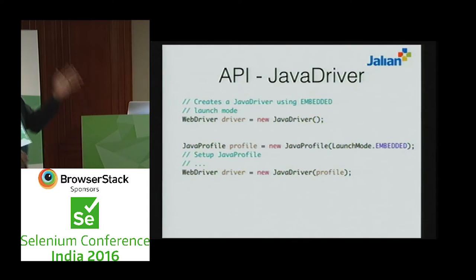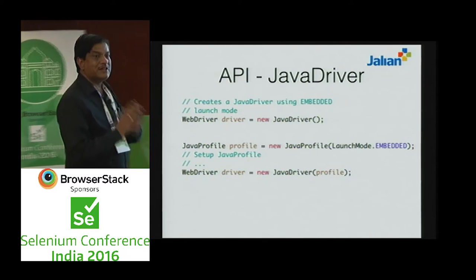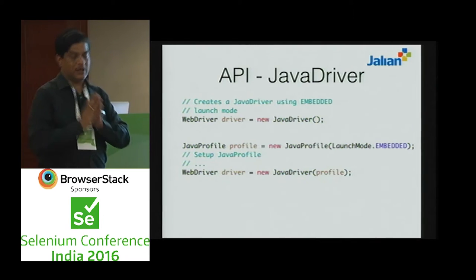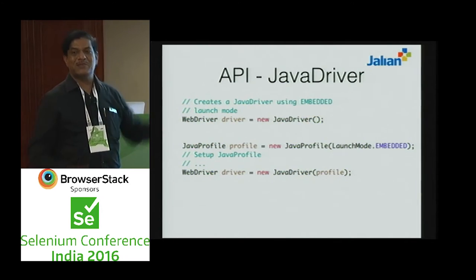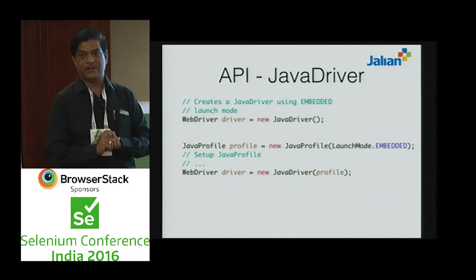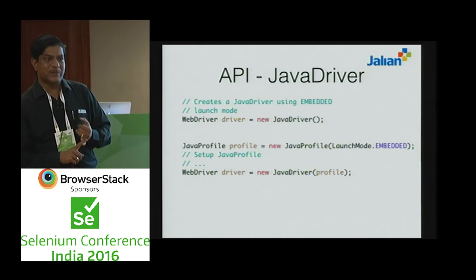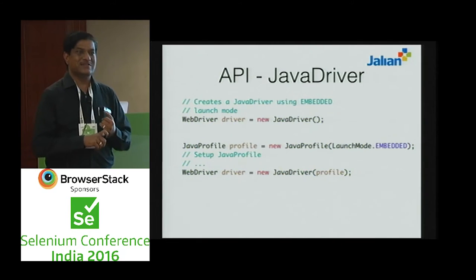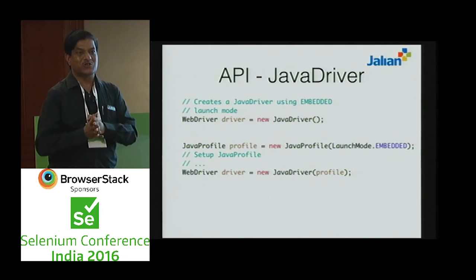What we do is WebDriver driver is equal to new JavaDriver. This creates the Java driver with the default profile. Default profile is something which is embedded. Embedded basically means this is useful for doing unit testing. This is one request we always had. There are people who are using Marathon and Marathonite. They come back and say that, KD, can we use it for doing unit testing? Our developers are also looking for it.